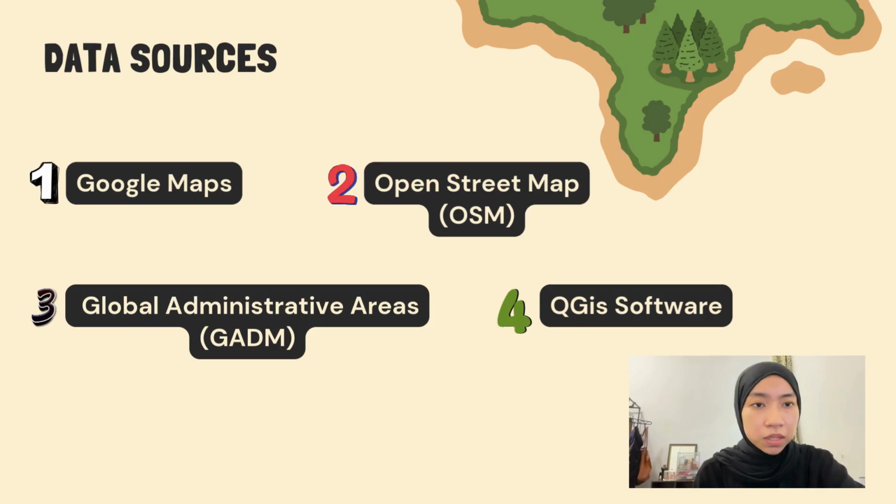The next one is OpenStreetMap. That data was used as the base map to provide contextual information such as roads, buildings, and land use for visualization purposes. Administrative boundary data for Melaka Tengah were obtained from the GADM dataset and used to define the study area boundary. QGIS was used for data processing, spatial analysis, and map visualization.